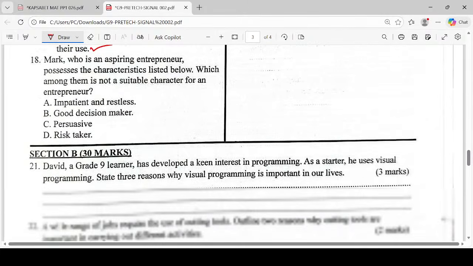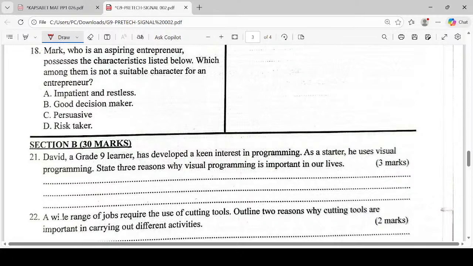Question number 18. Mark, who is an aspiring entrepreneur, possesses the characteristics listed below. Which among them is not a suitable character of an entrepreneur? Something you learned in grade 7. Impatient and reckless, this one cannot be a characteristic of an entrepreneur. Good decision maker, yes. Persuasive, yes. Risk taker, yes. So the odd one out here is A for apple, which becomes our needed answer.